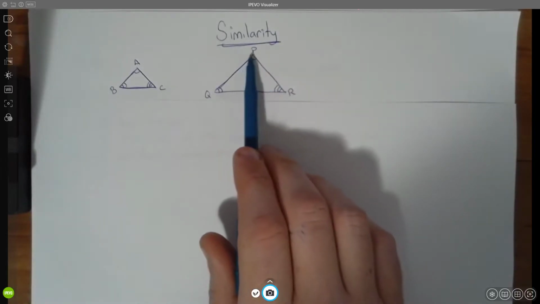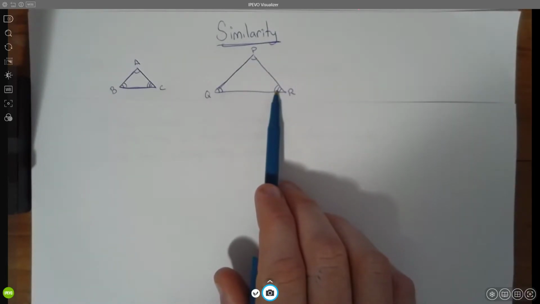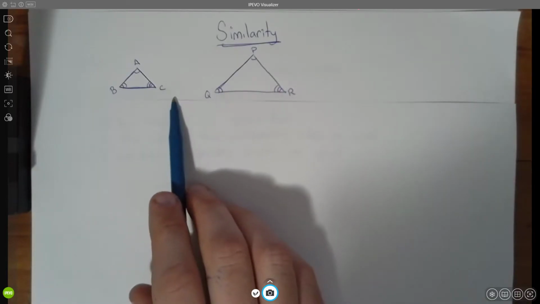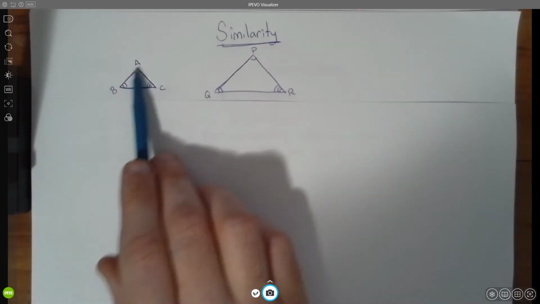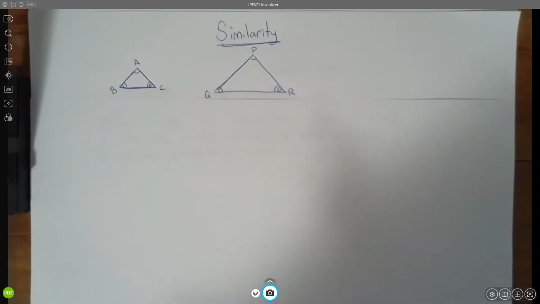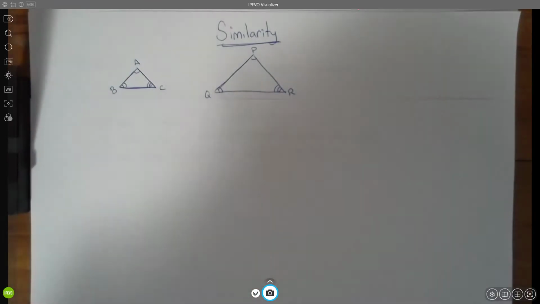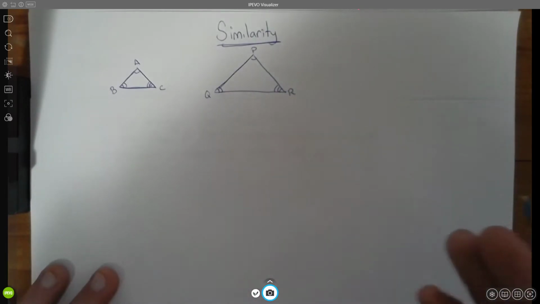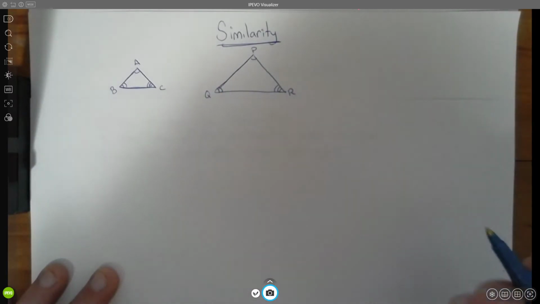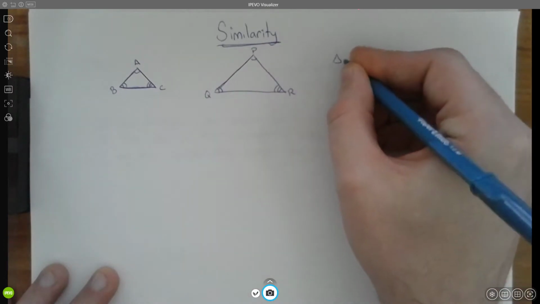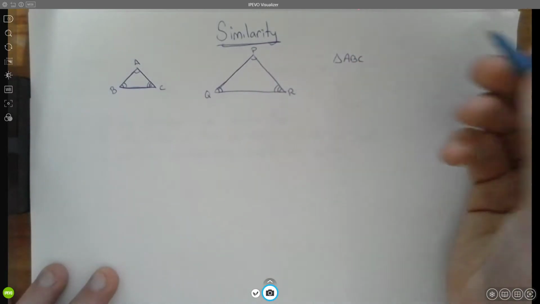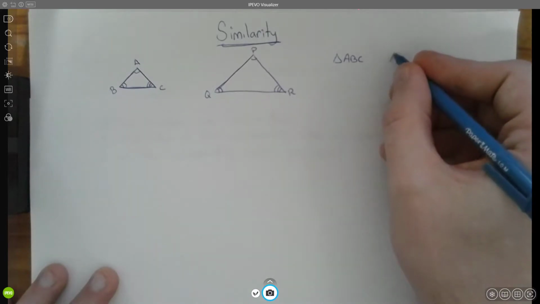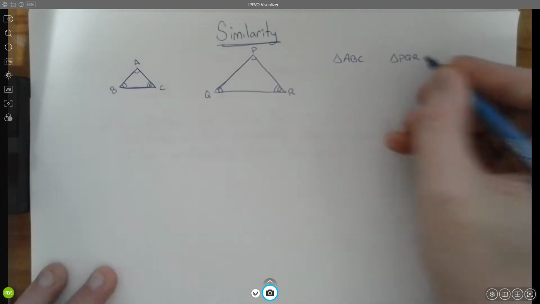And so triangle PQR is a scaled up version of triangle ABC, or what we call an enlargement. And when we have triangles like this, when we have shapes like this, we would say that these triangles, instead of being congruent now, are what we call similar triangles. We would say that triangle ABC is similar to triangle PQR.